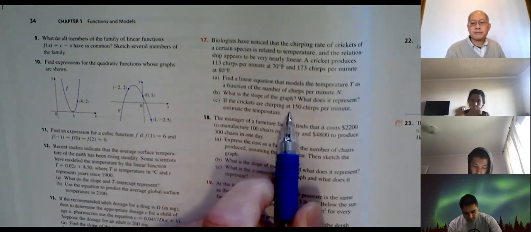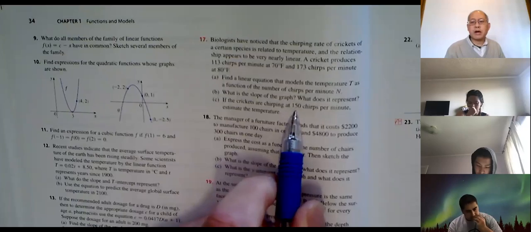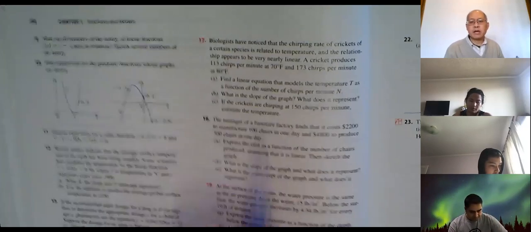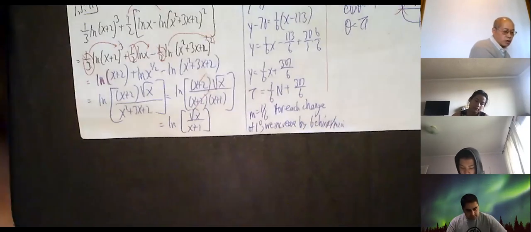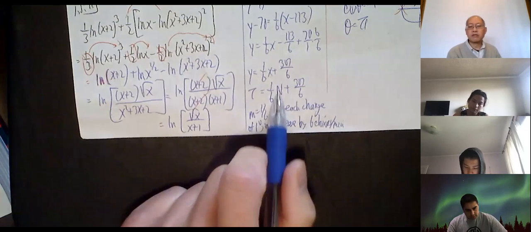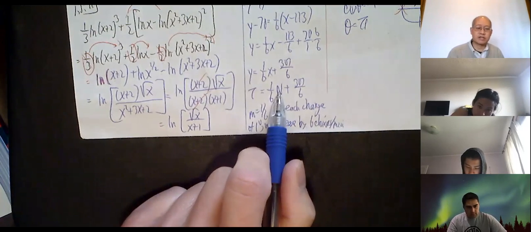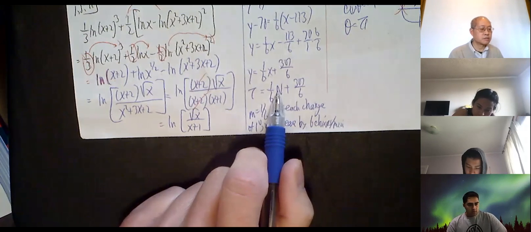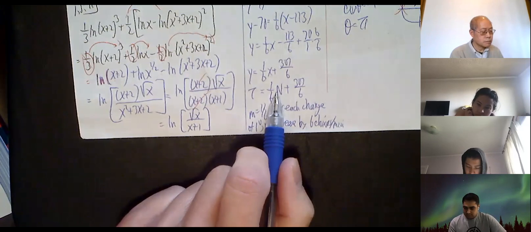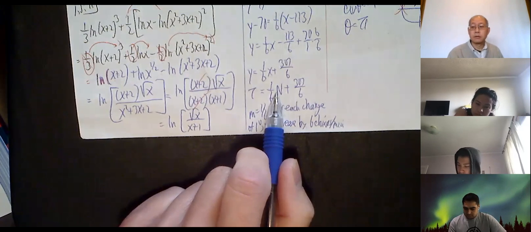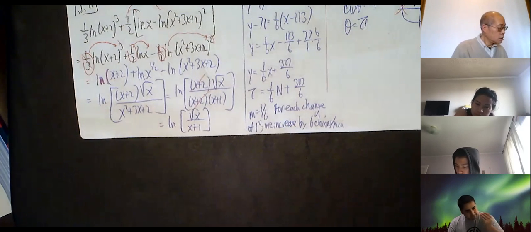And then part C, if the crickets are chirping at 150 chirps per minute, estimate the temperature. I'm not going to do it. All you do is plug in 150 right here and figure out the temperature. And so you can do that. Just plug that one in. Okay, so that's that one.